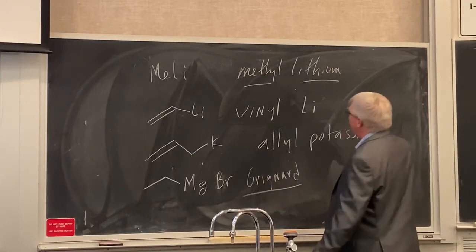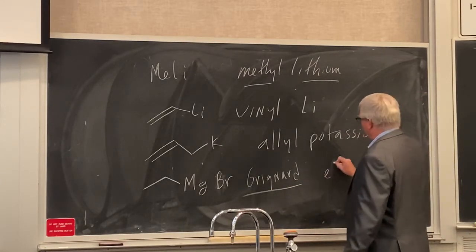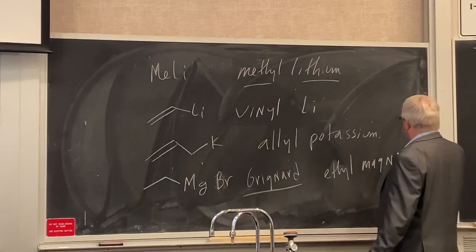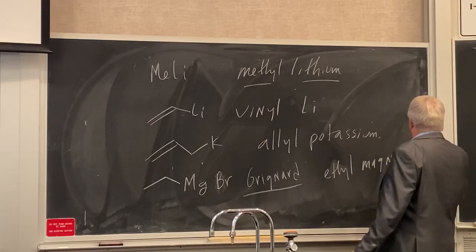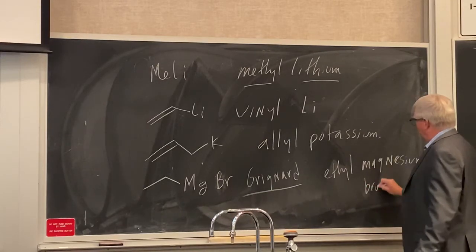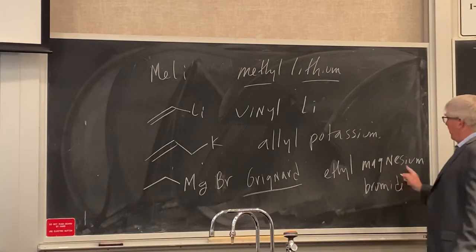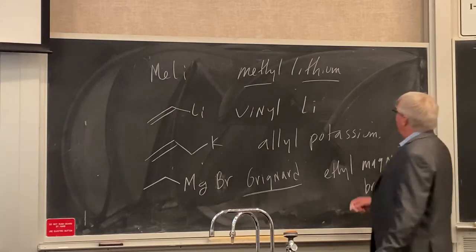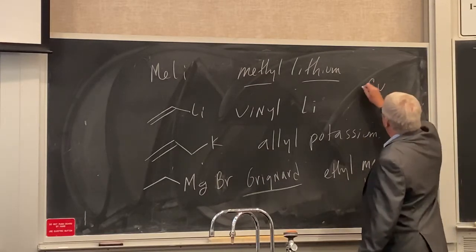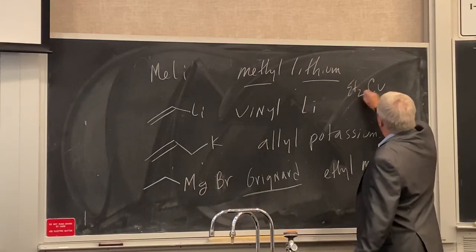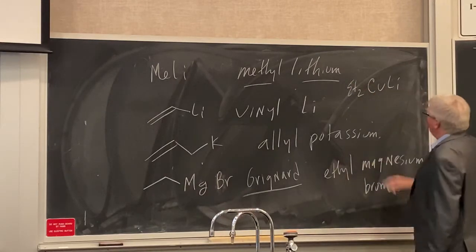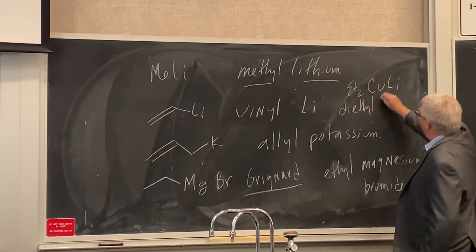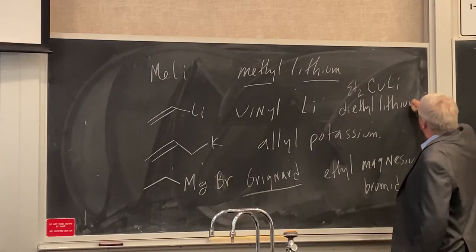But that's not the common name. We call these Grignard reagents, but what would we call this? Ethyl magnesium, and the halide. This is bromide. Okay. So yeah, that's ethyl magnesium bromide, or the ethyl Grignard reagent. Okay. And then we got one more here, the copper reagents. Let's have diethyl cuprate. So yeah, these are dialkyl. In this case, it's diethyl lithium cuprate.